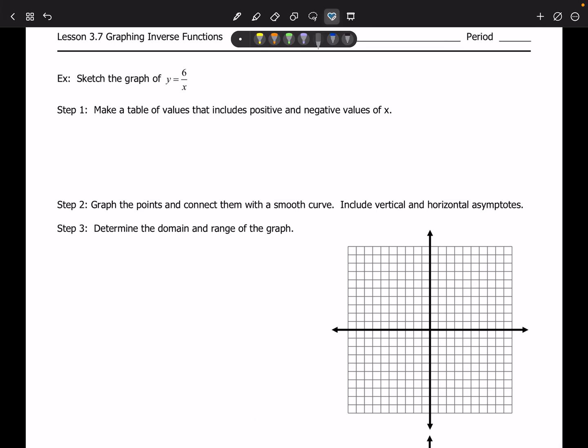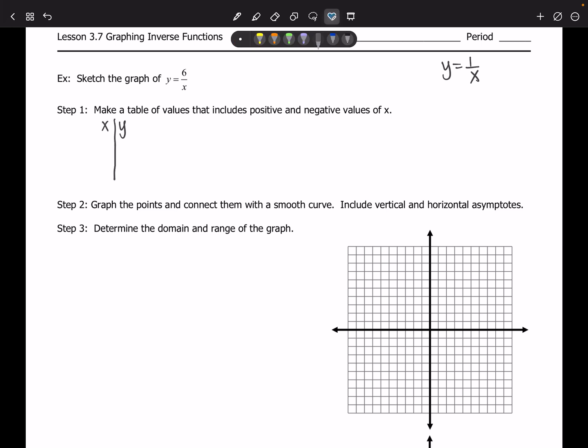Okay, in this video we are going to graph inverse functions, and we're going to take our graph of y equals 1 over x, and we're going to change the number in the numerator to be numbers such as 6 or 2 or 3, and we're going to see what happens to our 1 over x. First thing is that we're going to make a table of values, and there's a little bit of a trick to this.